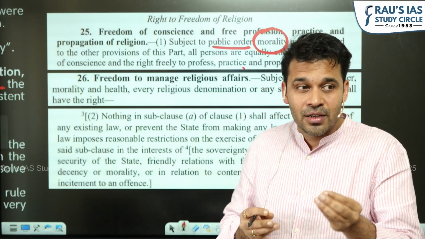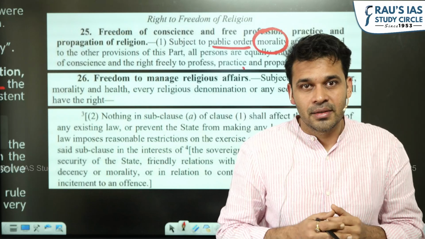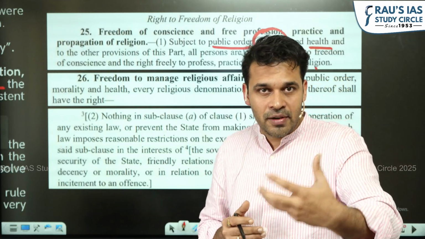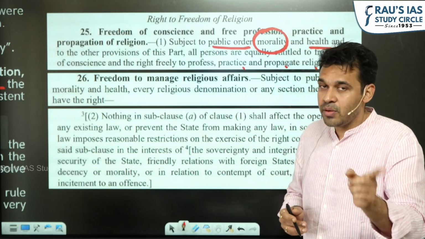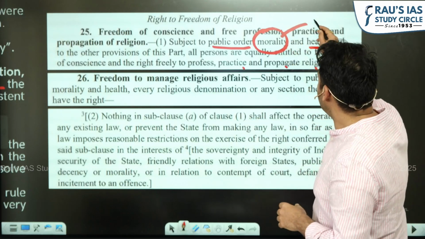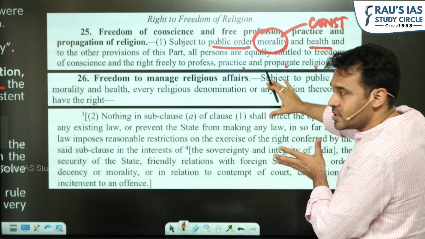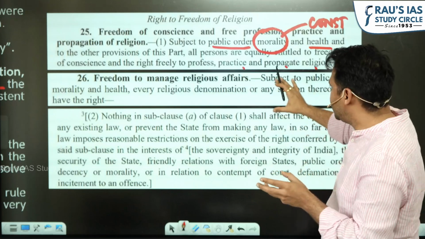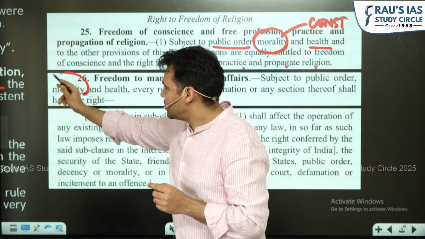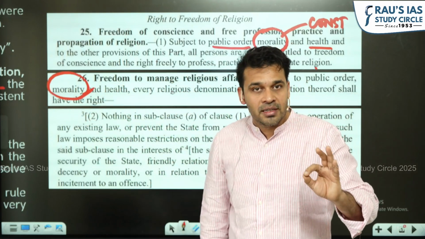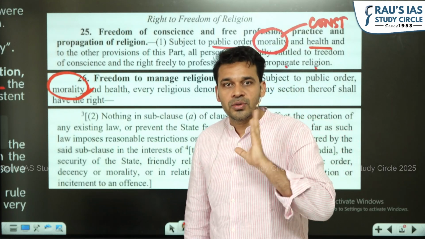How can it be subject to social morality? Because we understand social morality itself is laden with medieval ideas. If you want to pave the way for modern society, the restrictions on your religion will not come from your social morality, they will come from constitutional morality. Similarly, the freedom to manage religious affairs in terms of denominational freedom, subject to public order, morality. So what is this morality? Supreme Court has clearly articulated that the reference to morality in the constitutional text is a reference to constitutional morality.